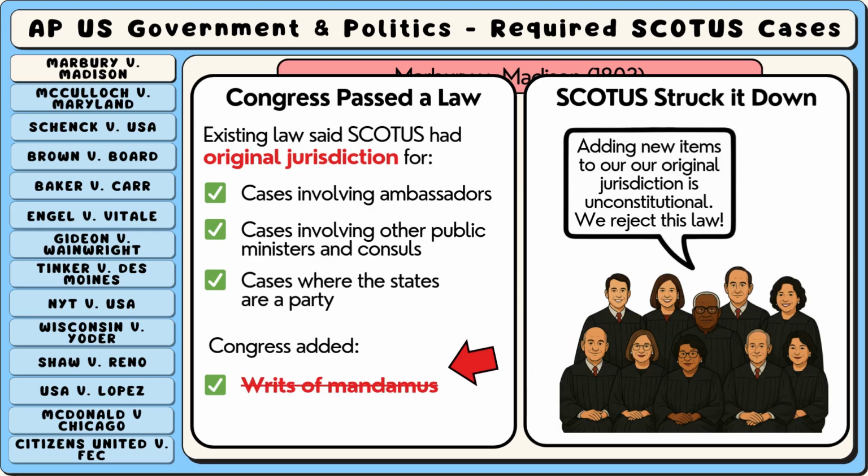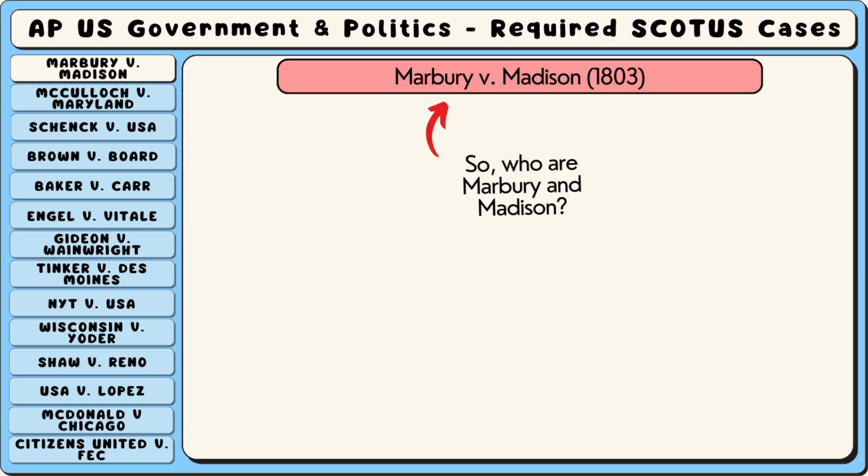What we're about to see is that the Supreme Court said that a law adding items to their original jurisdiction was unconstitutional because the Constitution already clearly established what is and isn't original jurisdiction for the Supreme Court. But we're not there yet.